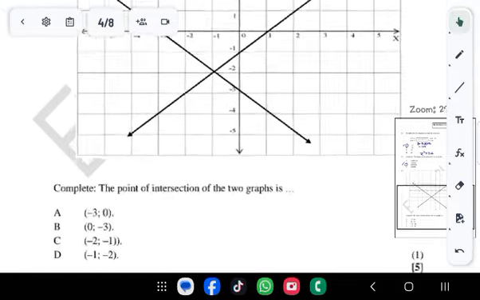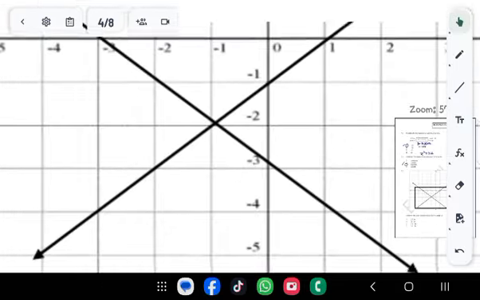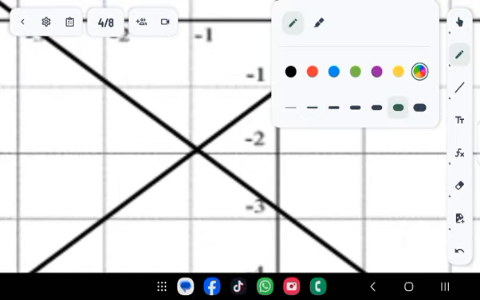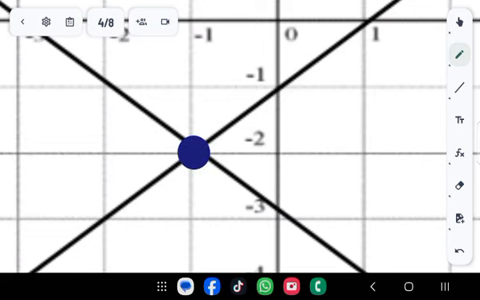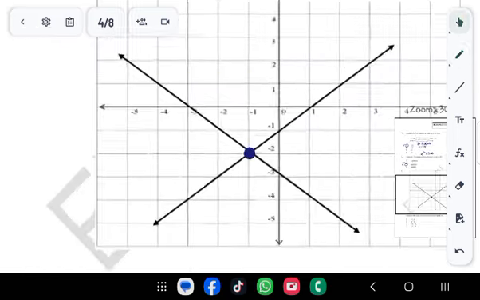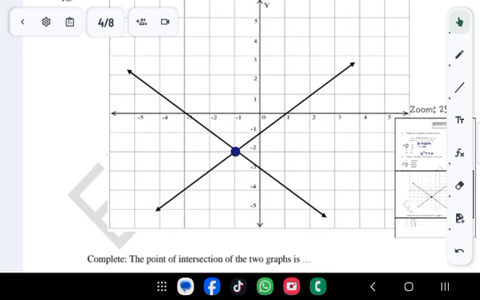1.5. Now they say complete. The point of intersection of the two graphs is, okay, let's work. The point of intersection is where they meet. So this is where they meet. Now, to figure out the point, we must first figure out the x-coordinate, which is the number that tells us how far to the left or to the right it is, and then the y-coordinate, which tells us how far top to bottom it is.